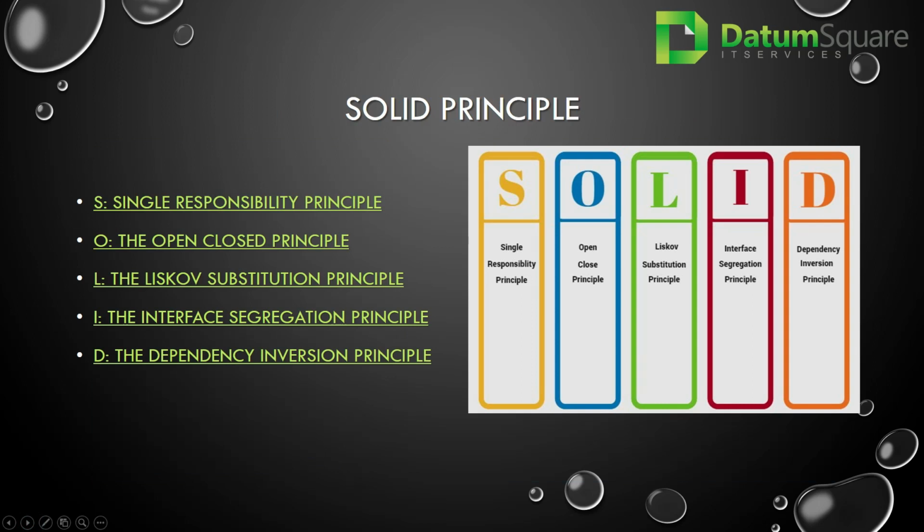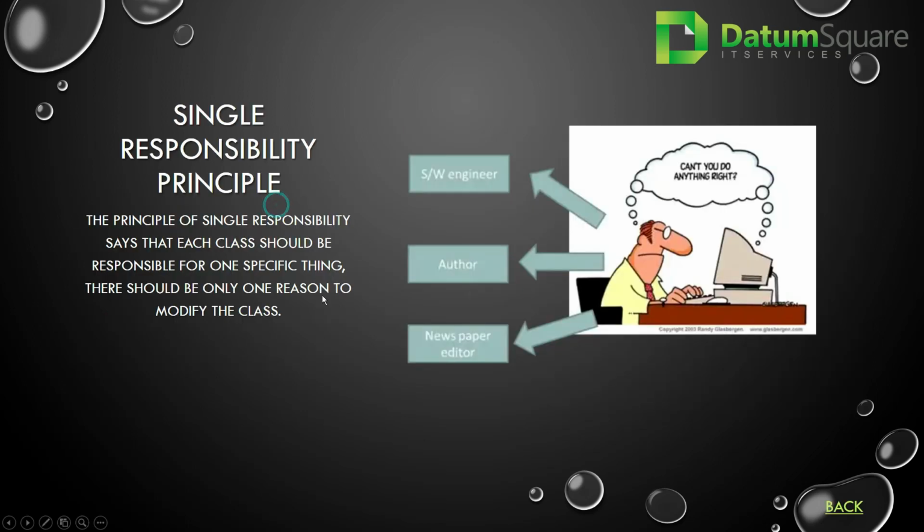Right. Now, we will discuss SOLID principles in detail. So, the first principle is the single responsibility principle. The principle of single responsibility says that each class should be responsible for one specific thing. There should be only one reason to modify the class.